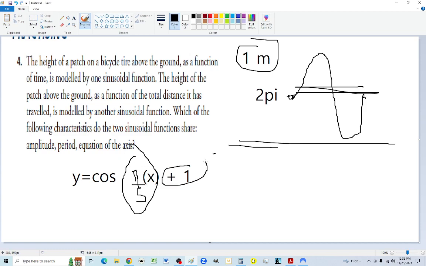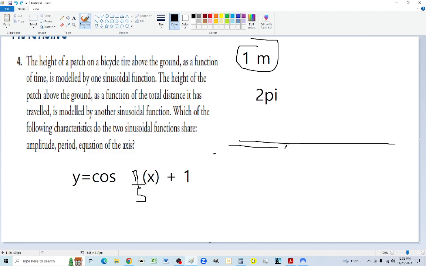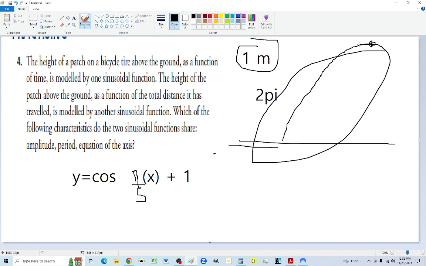Their axis is the same, and technically, well, actually no, because it's going to go farther and farther and farther, right? So the period is not going to be the same, because it should just keep going further and further as it travels. The total distance traveled, modeled by another sine, they'd have to stop at the peak. So I don't think that's going to have the same anything.